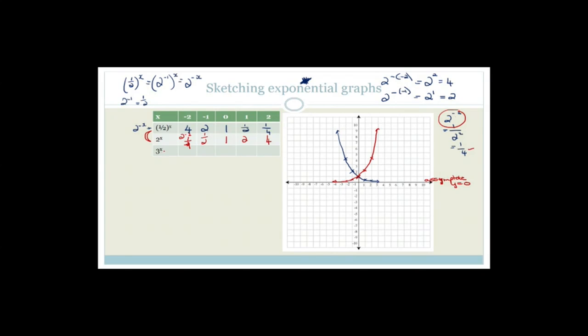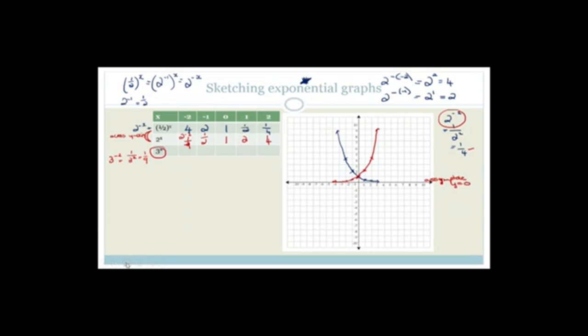Now let's try this 3 to the x. So we proved that these two are mirror images of each other, okay? So 2 to the negative x and 2 to the x are mirror images of each other across the y-axis, okay? But now what would happen if we change the base to 3 to the x? So let's have a look. Do you agree that becomes 3 to the negative 2, which becomes 1 over 3 squared, which equals 1/9.